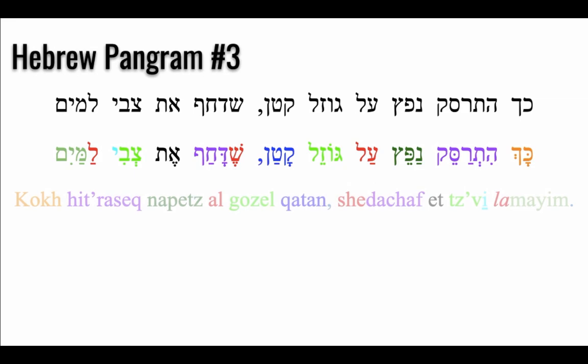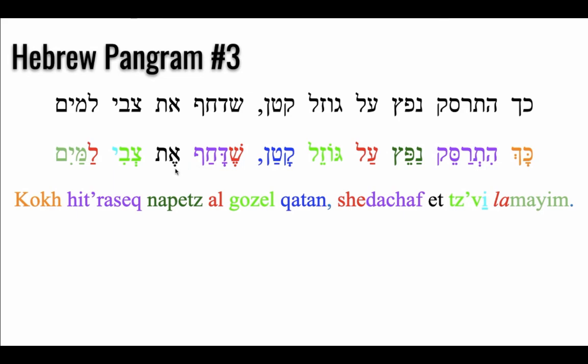Here's how it's pronounced. Koch hitrasek nafitz al gozel katan shedachaf et tzevi lamayim. So we have quite a few different words and sounds that we should be able to understand. So remember, when we have an ayin and a lamed, as opposed to an aleph and a lamed, this is going to be pronounced al. And this is one of the examples of kaf and chaf sofit. This is going to be a k sound, and this is going to be a ch sound. We have an example of the het sound, where we have the he and the tav, she, which means that or which, to begin a word.